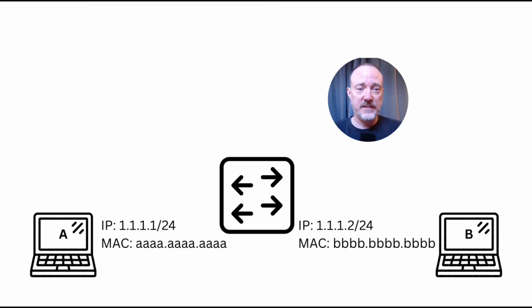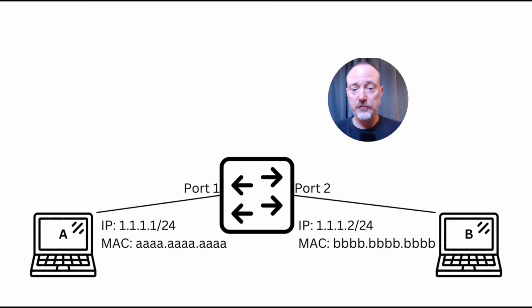So a switch operates at layer 2 of the OSI model, the data link layer. And so we have to physically connect the devices to the switch. So we're going to connect PC A to port 1 and PC B to port 2. These connections are part of layer 1, the physical layer. Layer 1 has to match between PC A and the switch, and it also has to match between PC B and the switch.